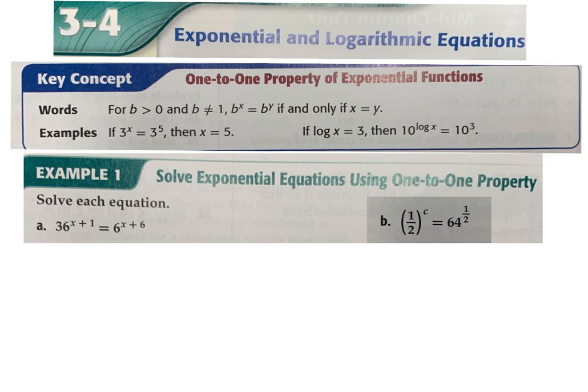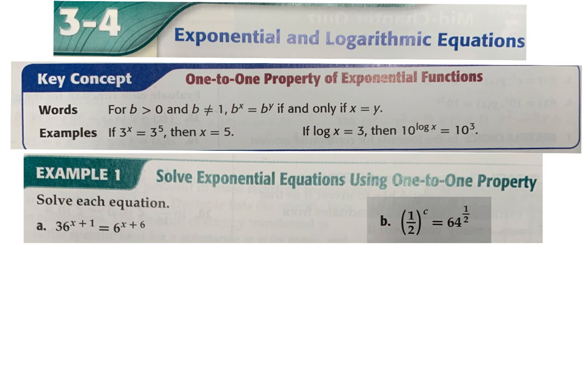All right, so the one-to-one property: for b greater than 0 and b not equal to 1, b to the x equals b to the y if and only if x equals y. What they're basically saying is if you can get the bases the same, for example 3 to the x equals 3 to the 5, then you can say that the exponents are the same, x equals 5.